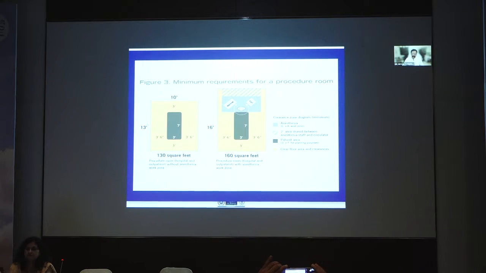So what is the minimum requirement for a procedure room? Minimum requirement is 160 square feet. That includes the space requirement for anesthesia machine and a crash cart.